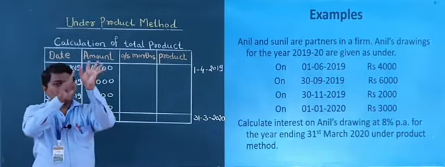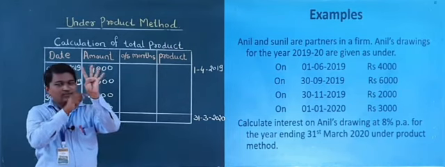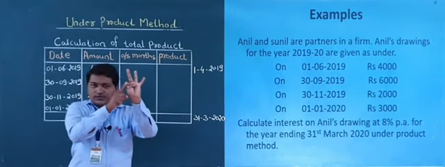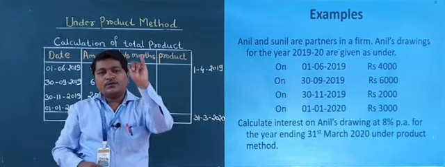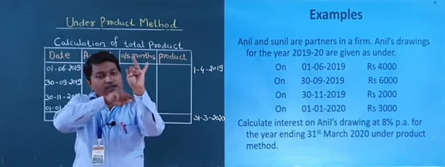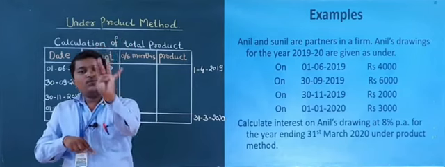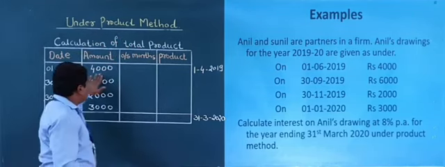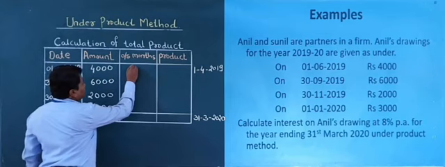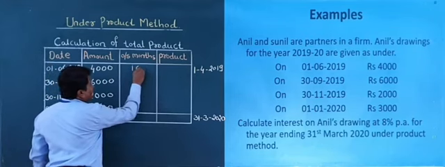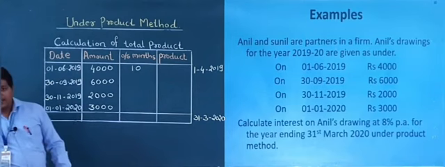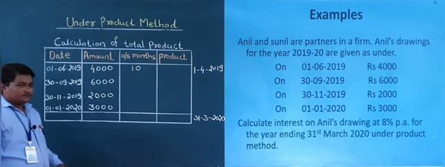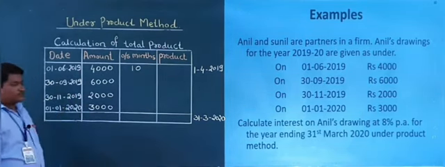He used that amount in June, July, August, September, October, November, December, then again January, February and March. So how many months did he use this amount? He used this amount for 10 months.